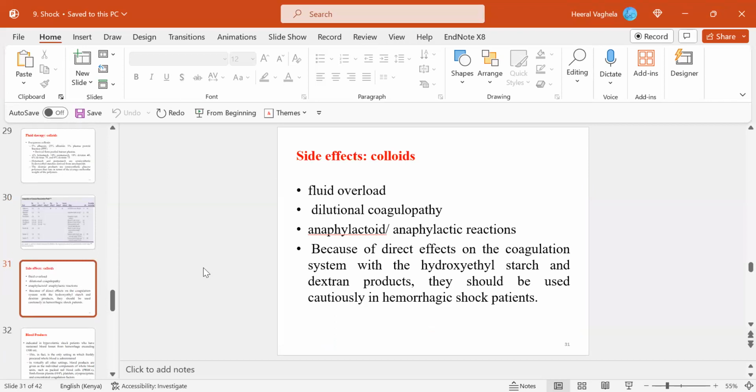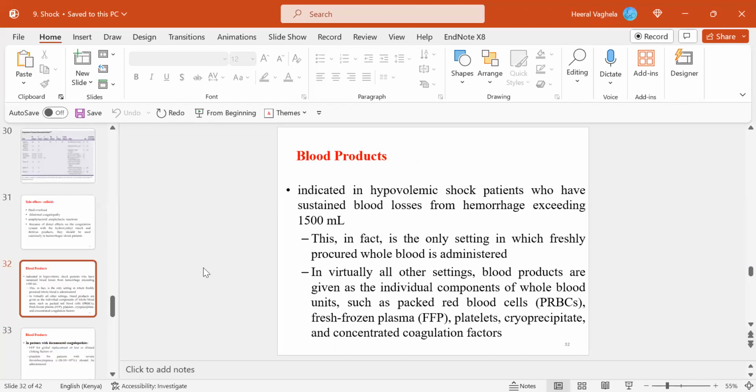Yeah, just side effects for both of them would be fluid overload and dilutional coagulopathy, which is now you're diluting the blood, so even all the other contents are diluted, like the clotting factors, so it can cause a bleeding disorder. Then blood products such as packed red blood cells, because everything is now less.